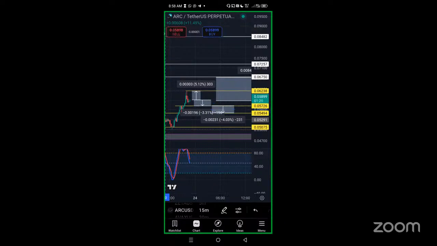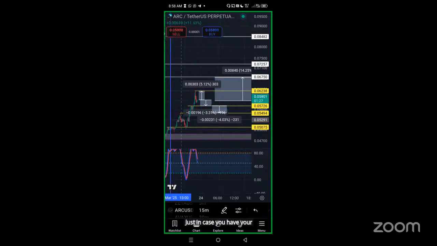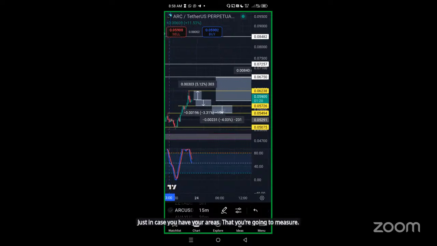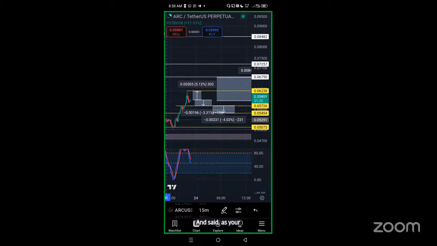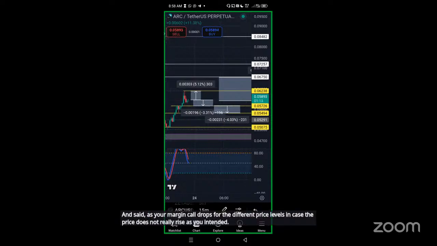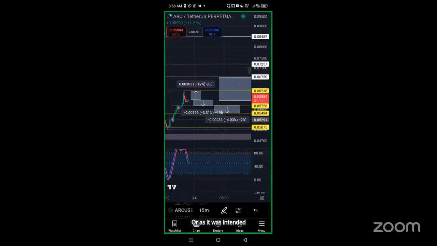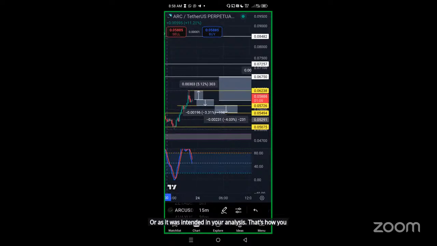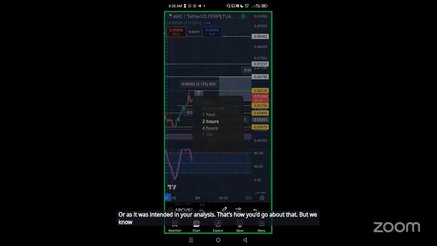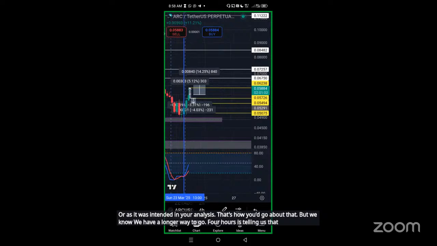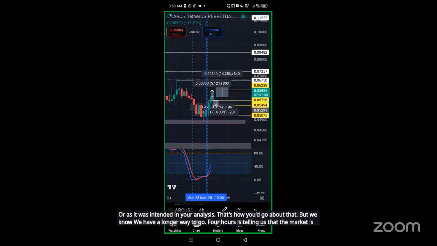Just in case, you have your areas that you're going to measure and set as your margin call drops for the different price levels, in case the price does not really rise as it was intended in your analysis. That's how you'd go about that. But we know we have a longer way to go. 4 hours is telling us that the market is actually doing good, or it's going to do well, right?